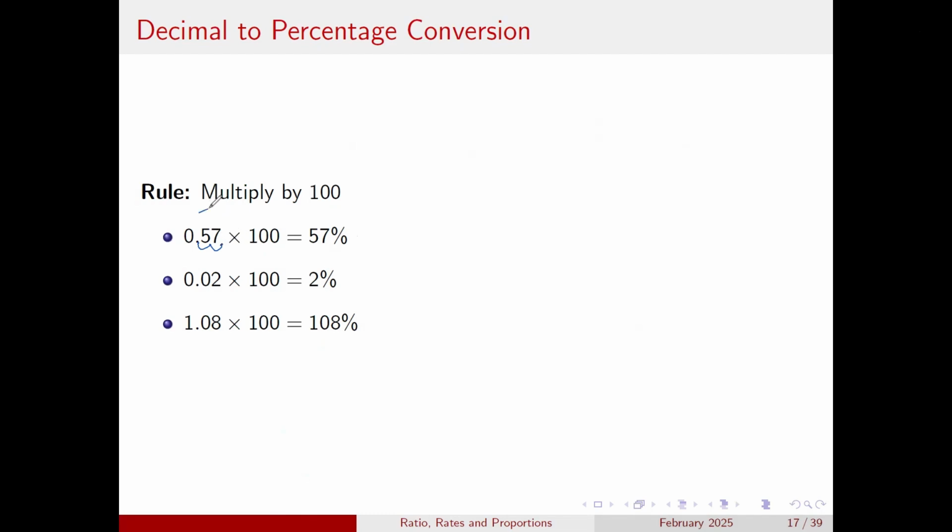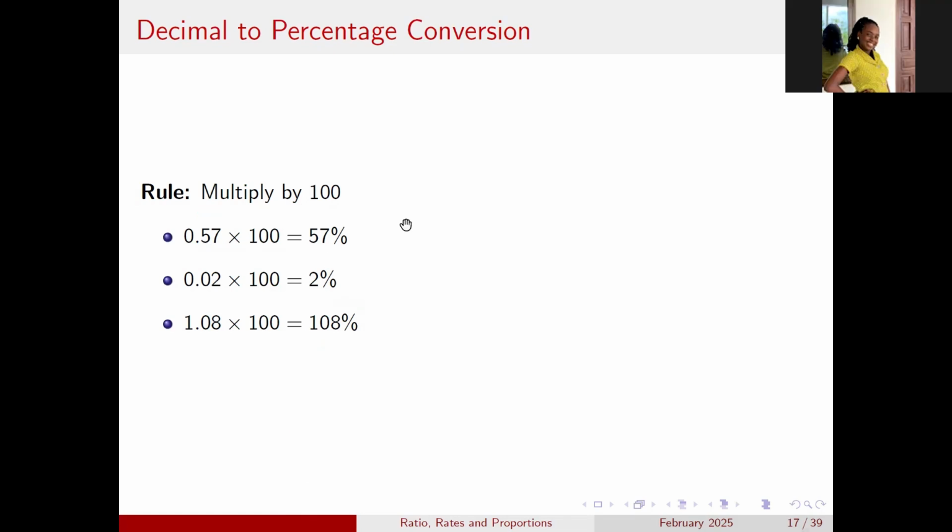Therefore, the number is now 57.0, which is the same as 57. And so I have 57%. I have converted this decimal to a percentage, so I need to bring the percentage sign. Now, 0.02 times 100.